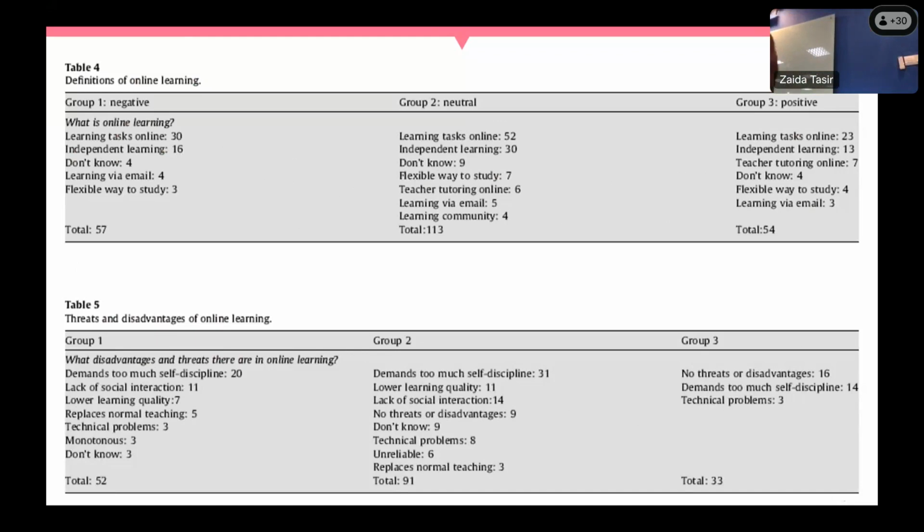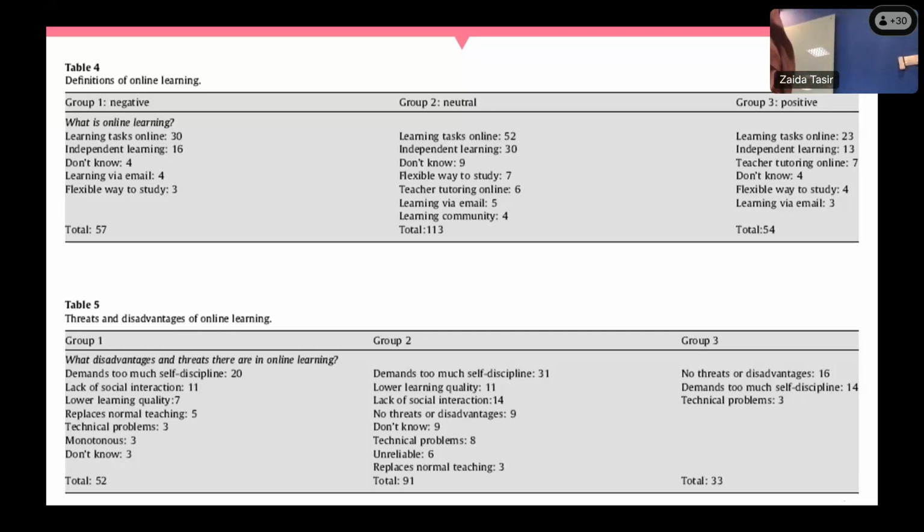definition of online learning. Group 1 is those who define online learning is negative. Group 2 is those who define online learning is neutral. Group 3 is those who define online learning is positive. Can you see how unique it presents the data, isn't it? It presents the data in a unique and easy way to follow.